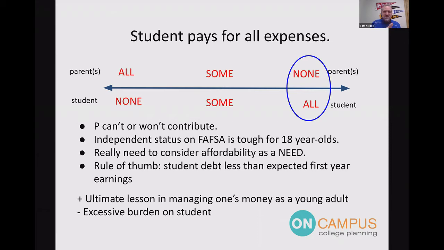I will say this, the independent status on FAFSA is tough for 18-year-olds. So if you're thinking of this as a strategy to increase your need-based aid, and you're saying, we're not going to give Johnny anything, and then when he fills out the FAFSA, they're going to see that Johnny has absolutely no money whatsoever, and it's going to be a free ride. It's not going to happen that way.